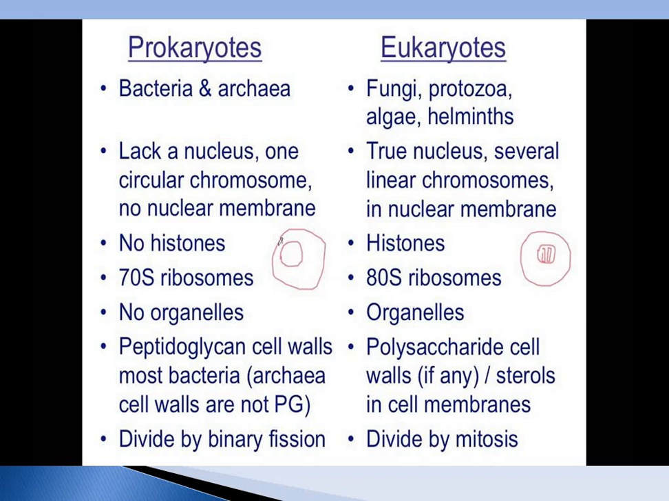Prokaryotes and eukaryotes both have a cell wall, but the chemical nature of the prokaryotic cell wall and the eukaryotic cell wall is different. In prokaryotes, it is made up of a molecule called peptidoglycan. But in the case of eukaryotes, it is made up of polysaccharides like cellulose. And prokaryotes divide by binary fission, but eukaryotes divide by mitosis.